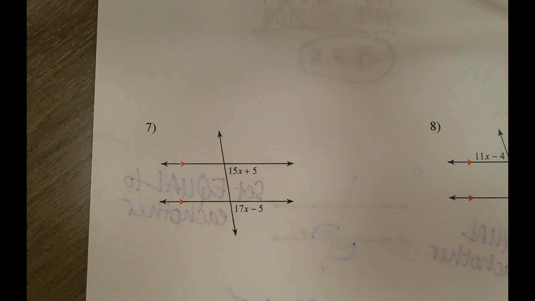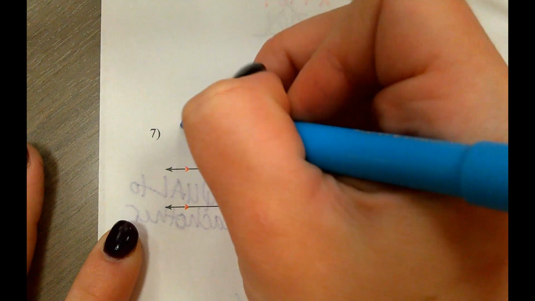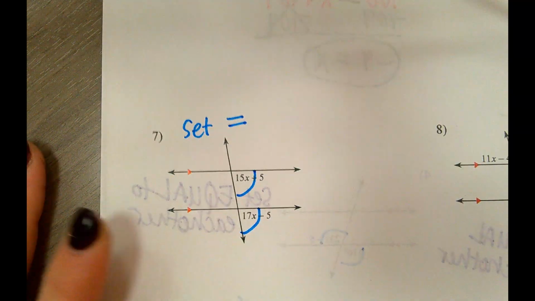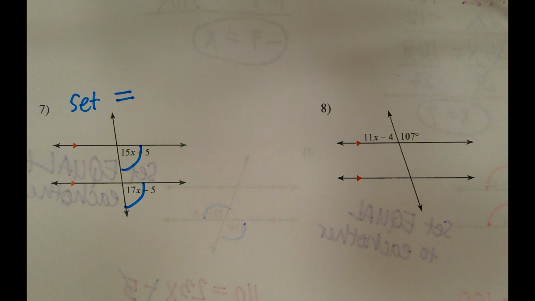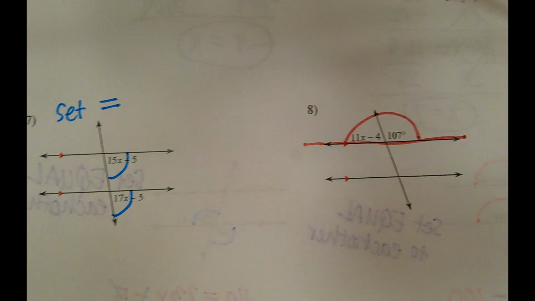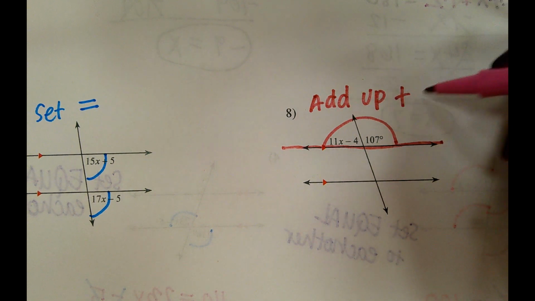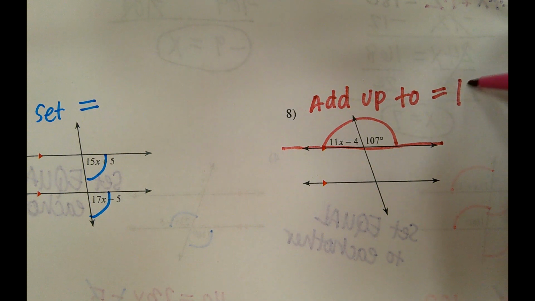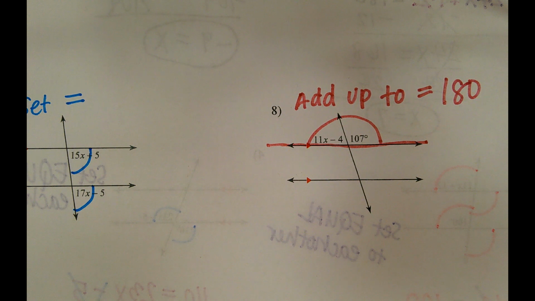Number 7, equal or 180? Equal again. These are corresponding. How about number 8? 180. This time they form a straight line. So I'm going to write add up to equal 180. Perfect. Okay, let's go through the rest of those real quick.